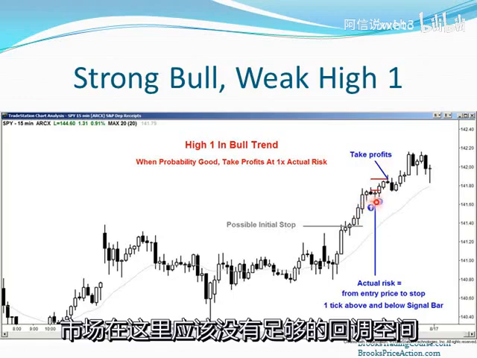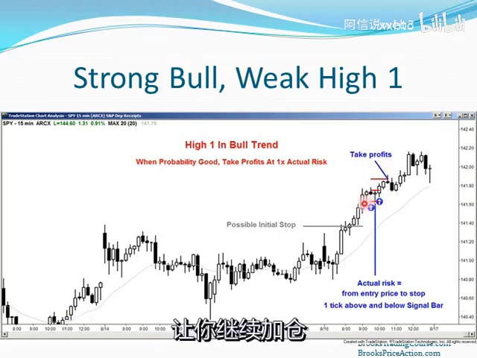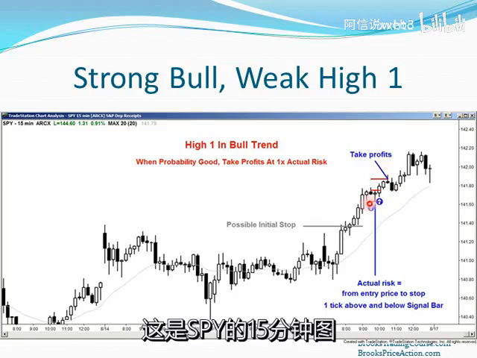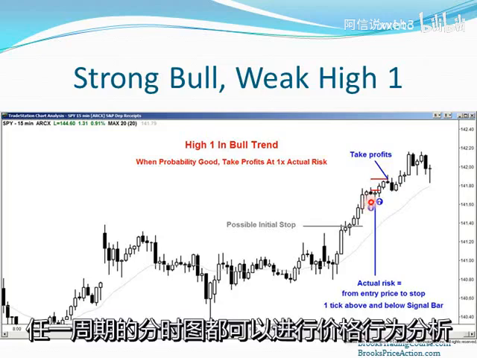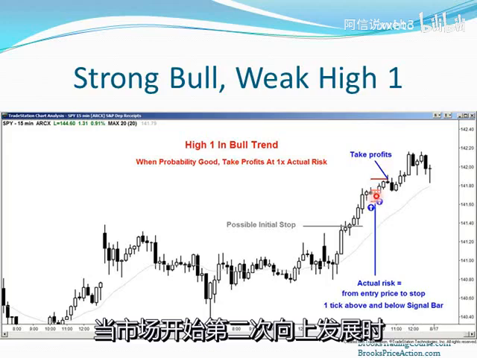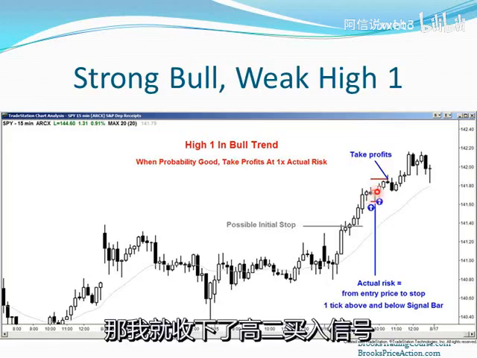Okay, at this point, the market probably didn't fall low enough for you to buy more. This is a 15-minute SPY chart, by the way. Just to mention that you can use price action on any kind of chart, any time frame. All right, so once the market started to turn up a second time, then we have a high 2 buy, right?